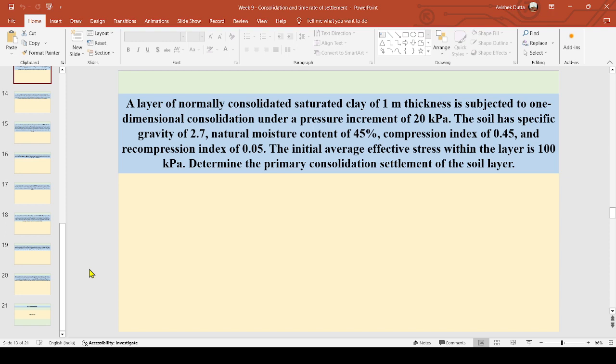The data for this sum is the thickness of the layer is 1 meter, the increment of pressure is 20 kilopascal, the initial pressure is 100 kilopascal, the specific gravity of soil is 2.7, natural moisture content is 45%, compression index is 0.45, and the recompression index is 0.05. Find out the primary consolidation settlement of the soil layer composed of saturated clay, and the soil is normally consolidated.